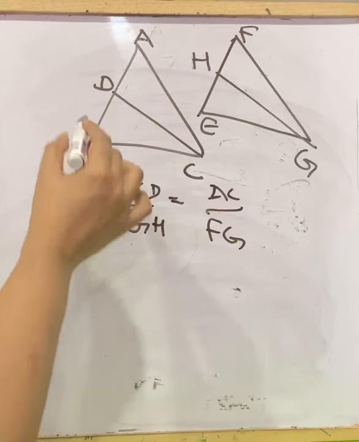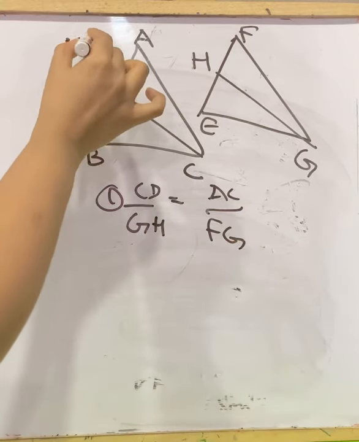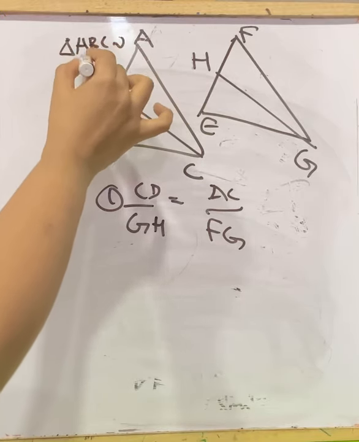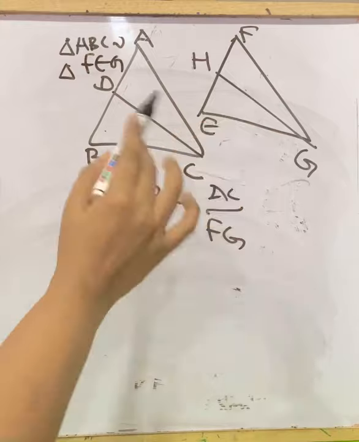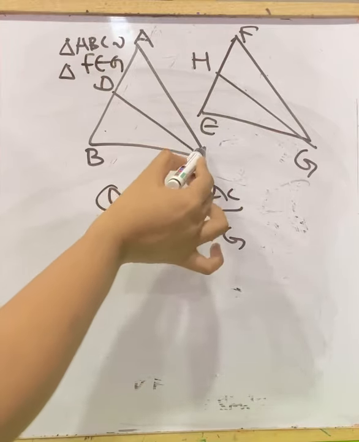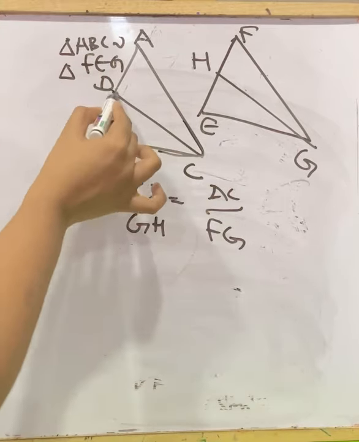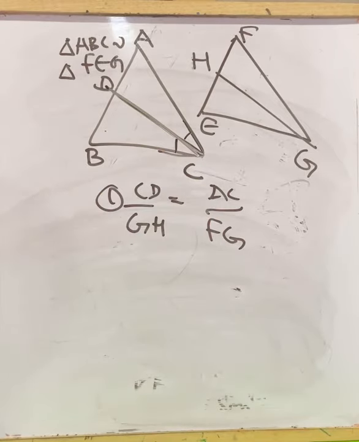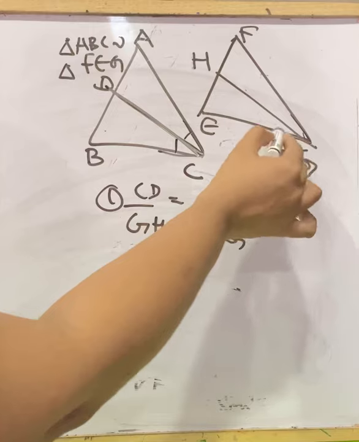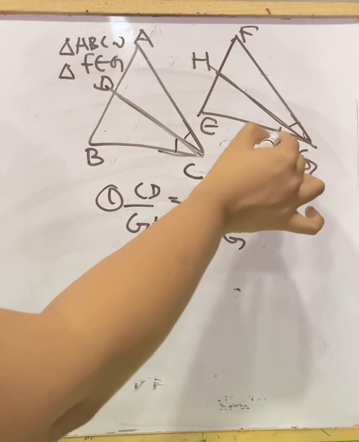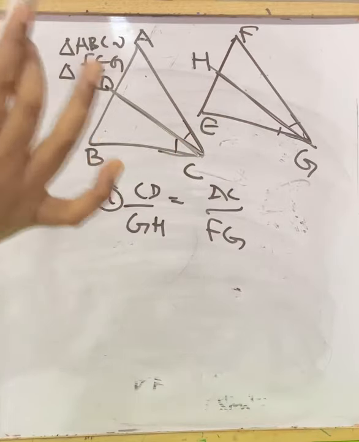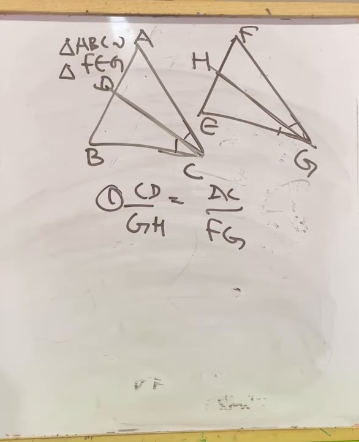It is given triangle ABC is similar to triangle FEG. It is given these two triangles are similar and this angle's bisector is this one. So here and here measurement will be equal. Here also this angle's bisector is this line. So here the measurements are equal. Also these triangles are similar. We have to show CD by GH equal to AC by FG.